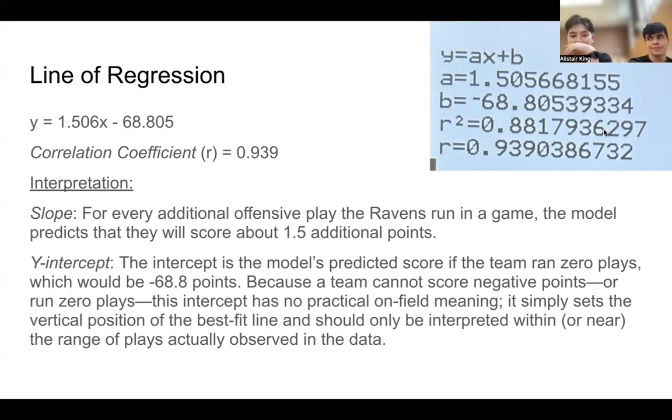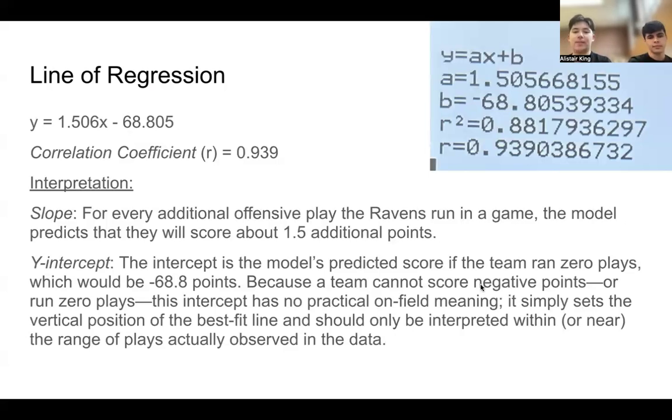The y-intercept is the model's predicted score if the team ran 0 plays, which would be negative 68.8 points. But because a team cannot score negative points or run 0 plays, this intercept doesn't actually have a practical on-field meaning. It just sets the vertical position of the best fit line so that it fits the data points better.